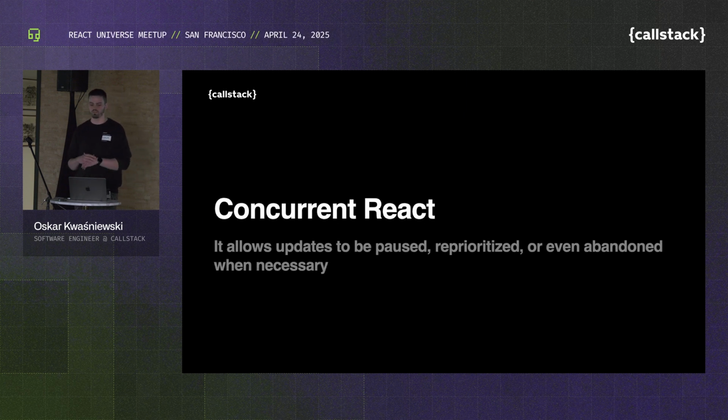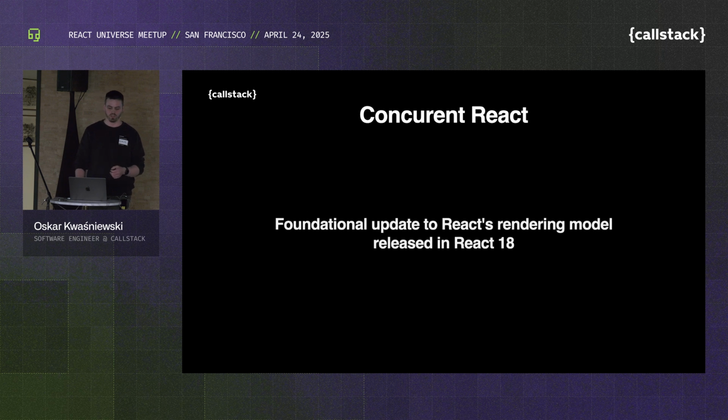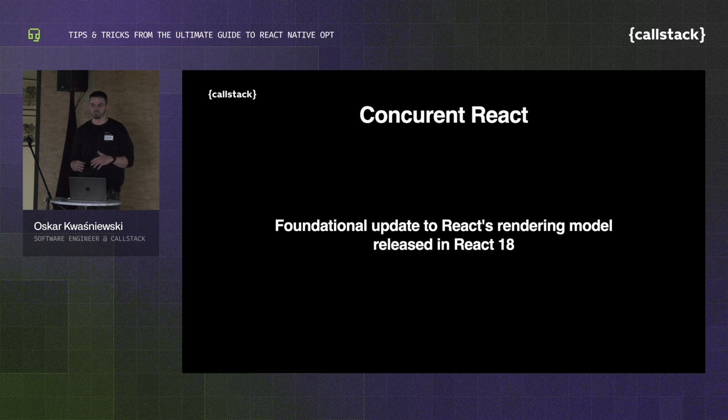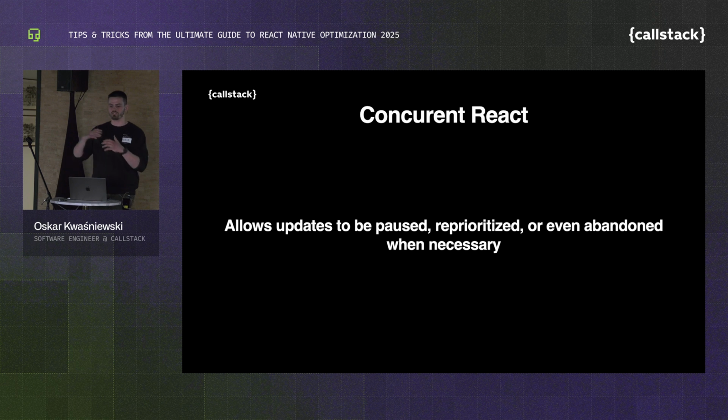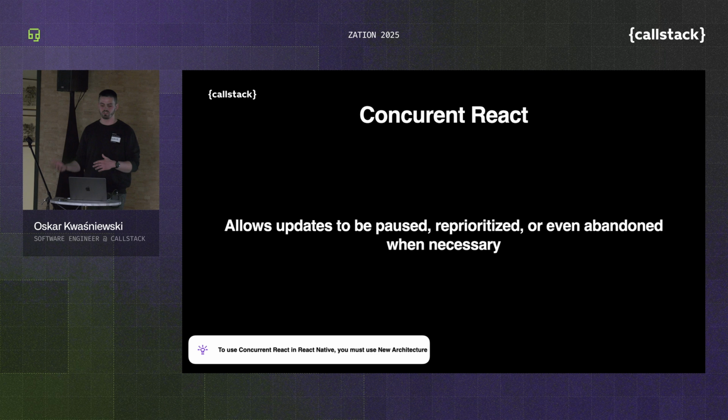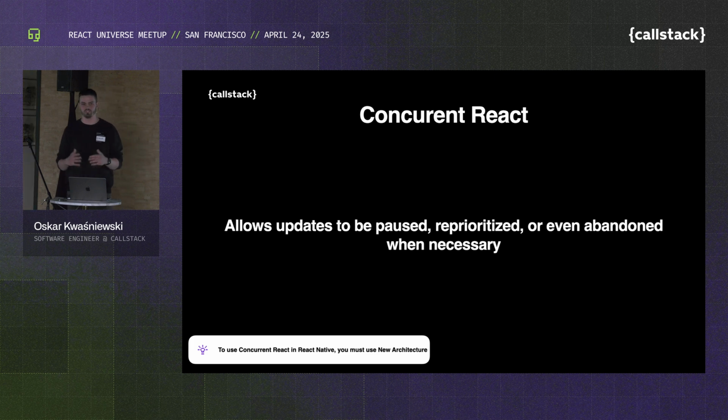Right, so let's start with the first tip, which is to use concurrent React features. And this is a fundamental shift to how the React rendering pipeline works. So concurrent React is a fundamental update to the React rendering model, which was released together with React 18. So without the concurrent features, once an update starts rendering, nothing can interrupt it until the user sees the result on screen. But with concurrent features, it may start rendering an update, pause in the middle, or even abandon the process altogether. And to use concurrent React in React Native, you have to enable the new architecture.